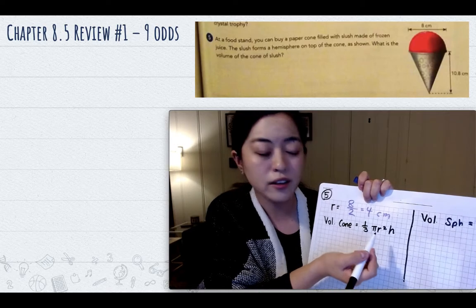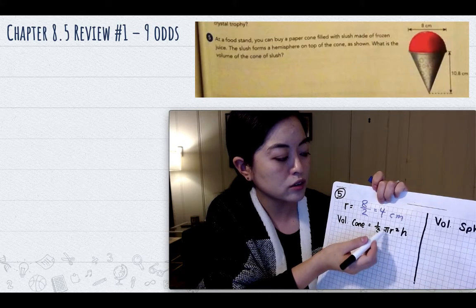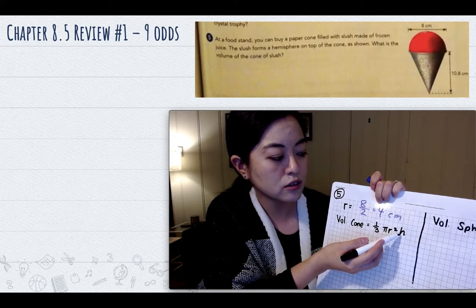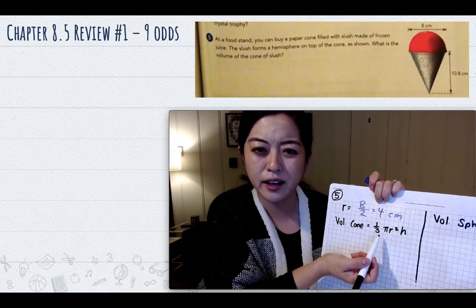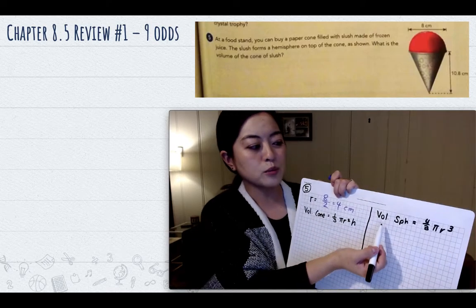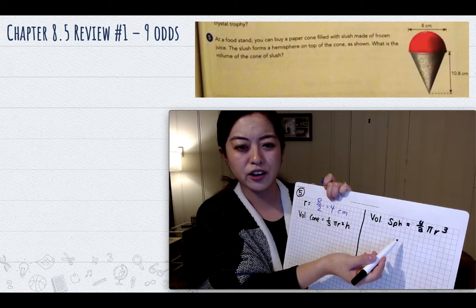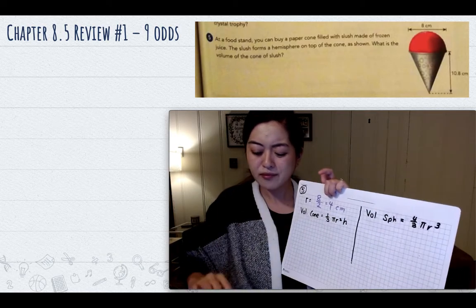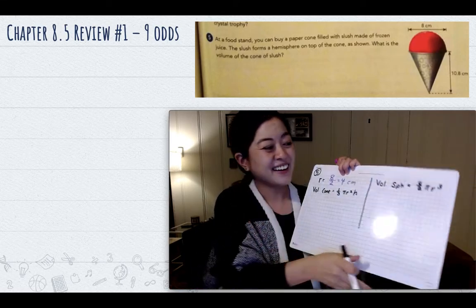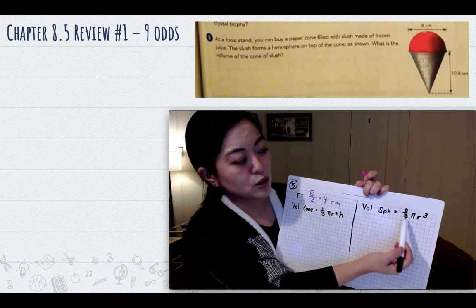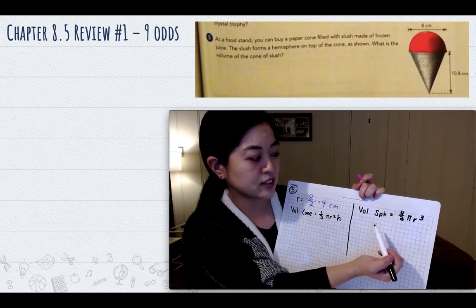Okay, so now that we have this, I recall that the volume of a cone is 1/3 times pi r squared h. But it's not just the volume of the cone that I'm finding, right? I'm also trying to find the volume of the hemisphere. But for me to get the volume of the hemisphere, I have to first think about the volume of a sphere, right? So the volume of a sphere is 4/3 pi r cubed, but a hemisphere is half of a sphere, right?